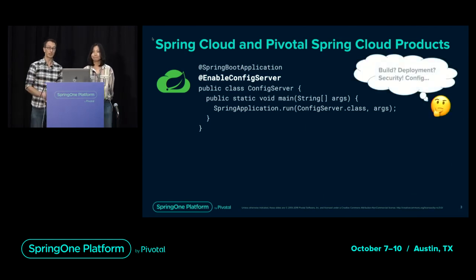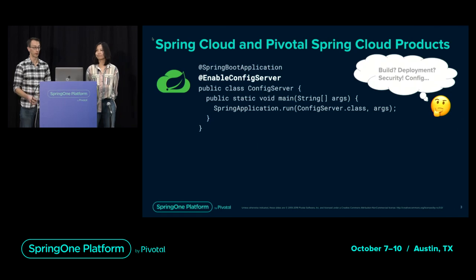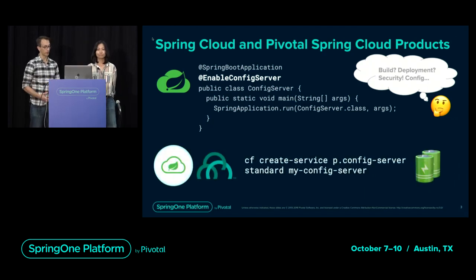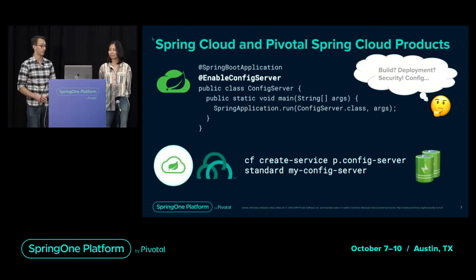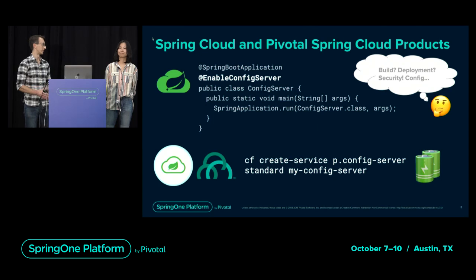Yeah, but implementing the patterns is just one step on the way to production. So with Spring Cloud alone, you still need to build, deploy, secure, configure, and scale the apps that you create. And with Pivotal Spring Cloud products, we take care of all that for you. And we're fully integrated with Pivotal Platform. So just as you can cf push an application, you can cf create-service config-server, and we'll deploy one for you on demand. So we're kind of like Spring Cloud, the batteries included, platform integrated, ready to go version.